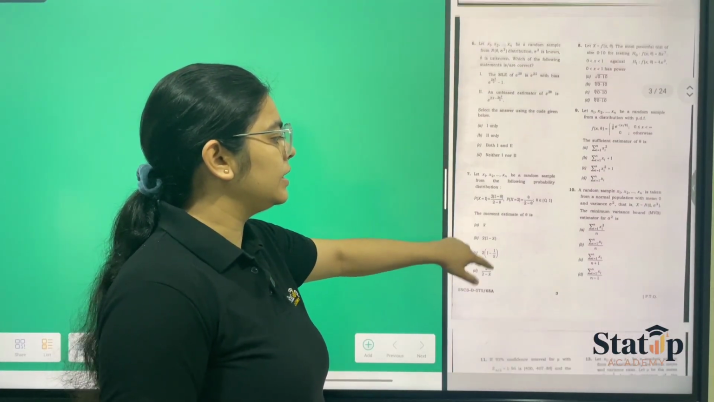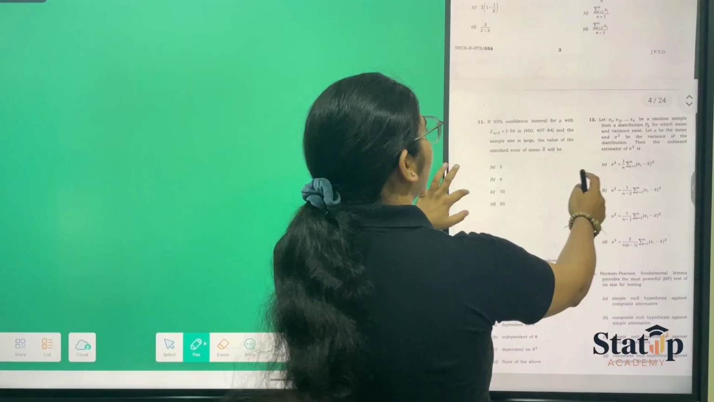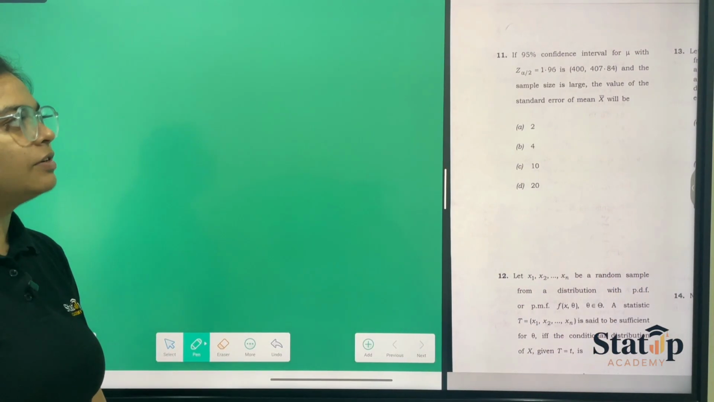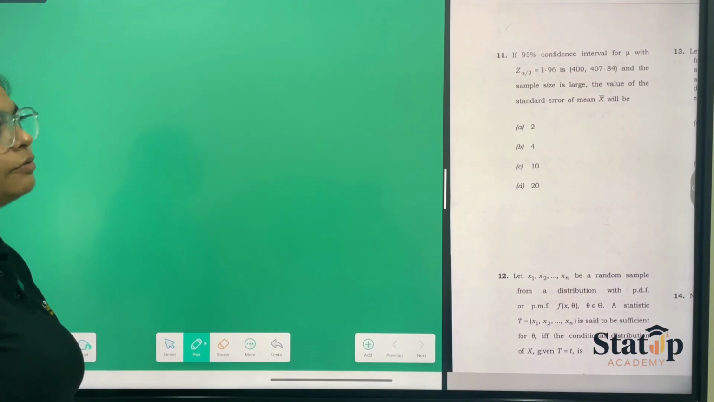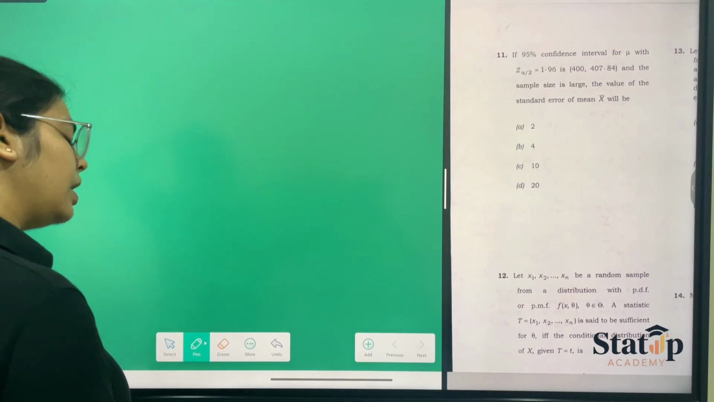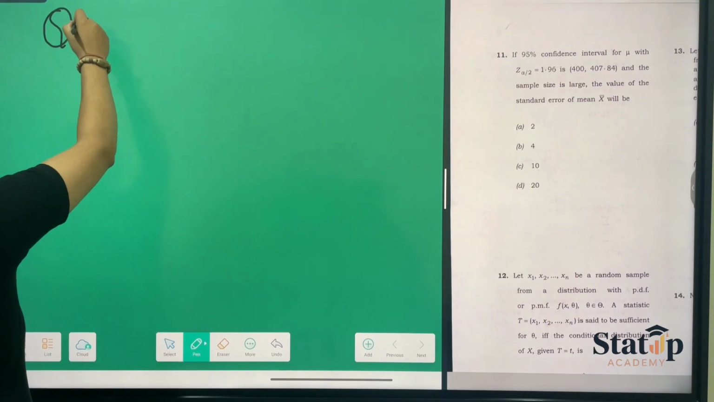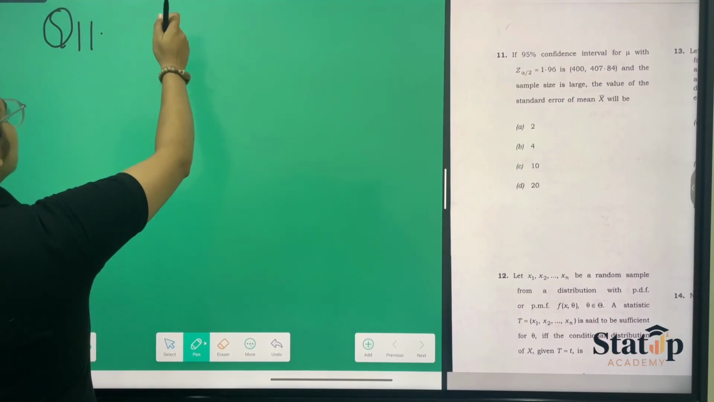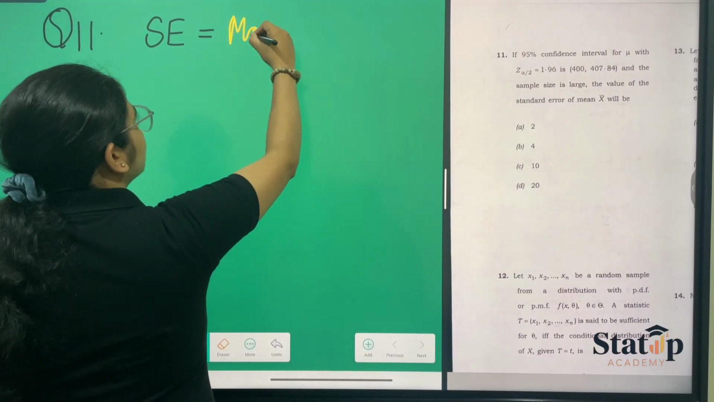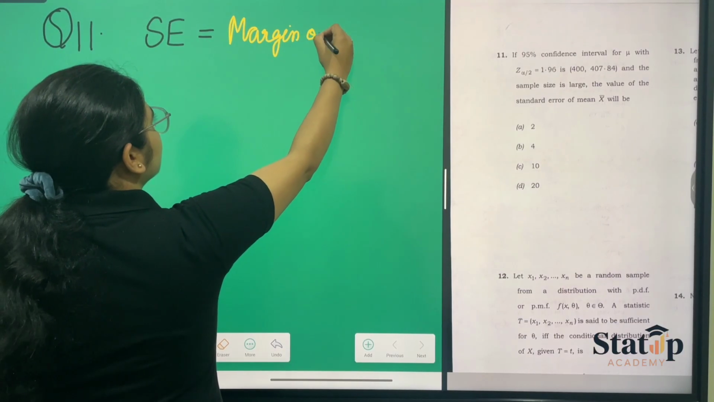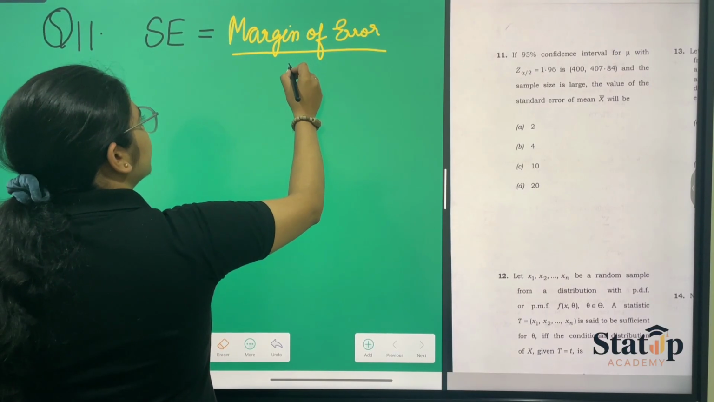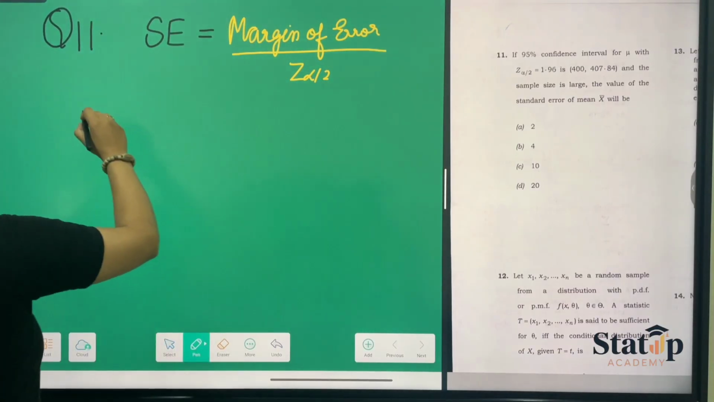So first of all, we'll be seeing question number 11. Question number 11 states that if the 95% confidence interval for mu, with z alpha by 2 being 1.96, is 400 to 407.84, the sample size is large, the value of standard error of mean will be. Now, first of all, the value of standard error of mean is equal to margin of error upon z alpha by 2.